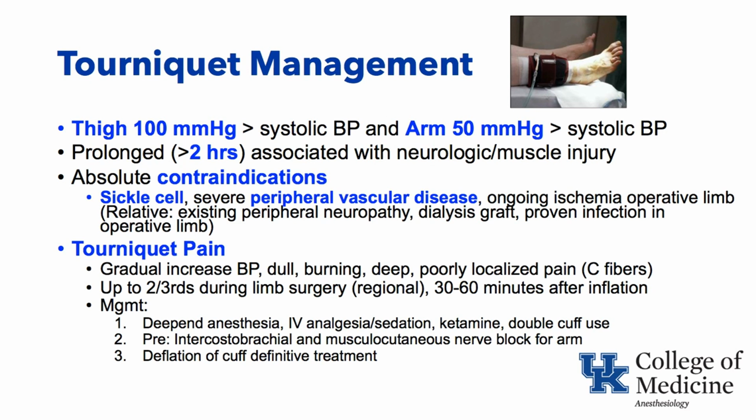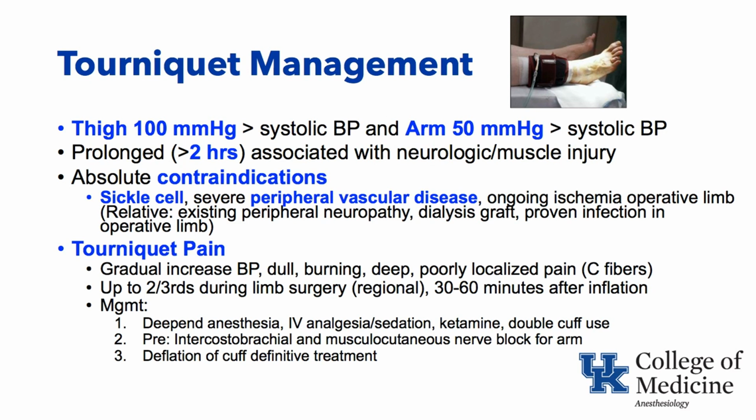Although there's variations that different orthopedists use, obviously the pressure in the tourniquet must exceed the systolic blood pressure or blood flow will occur to that limb. If the tourniquet is blown up for an extended period of time, for example, we classically think of greater than 2 hours as being prolonged, you can have neurologic or muscle injury occur. Now, there are some absolute contraindications to applying a tourniquet to a limb.